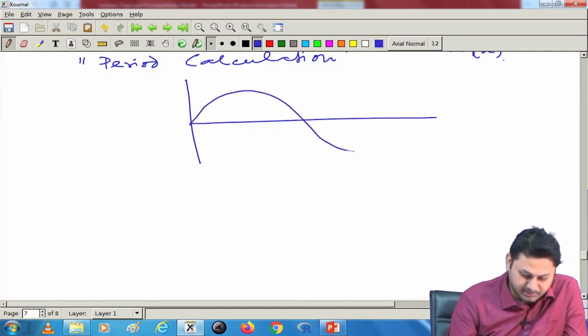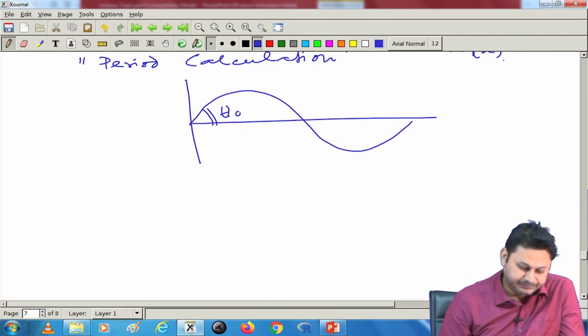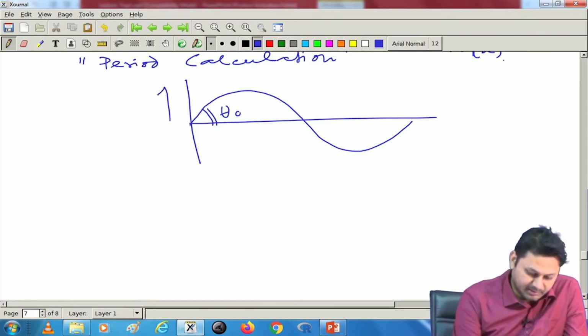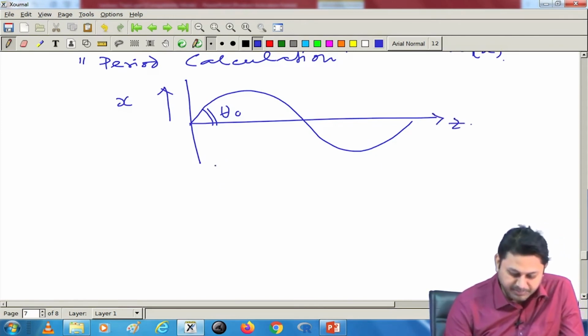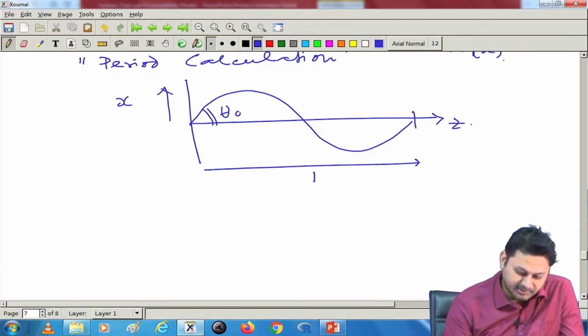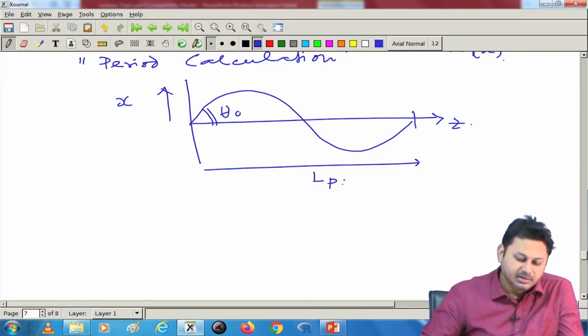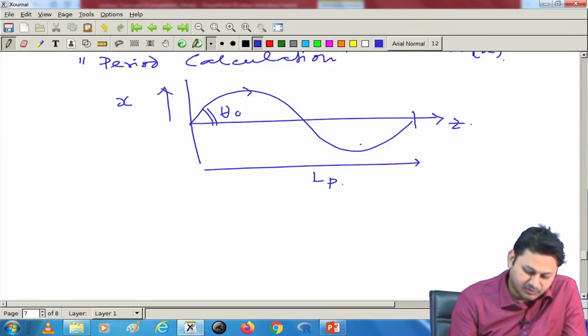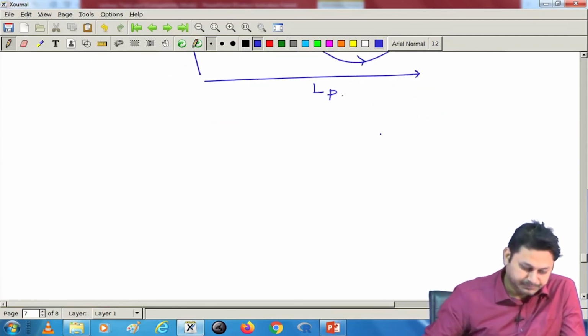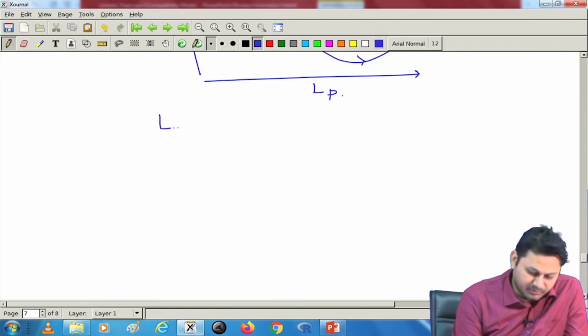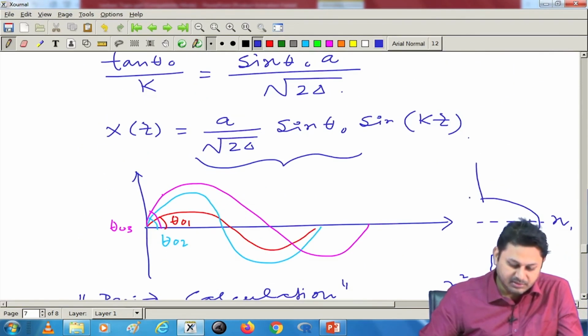This is the path, and for this path I have this theta 0 here. This is x and this is z, and the period is from this point to this point. This is the period actually, and I write this length as LP, because LP is the period of this sinusoidal ray path. So, LP multiplied by K should be 2 pi, because my path equation is sin kz.